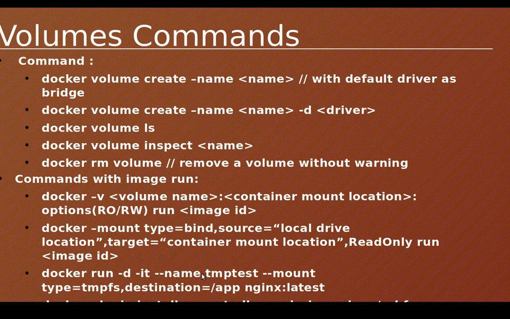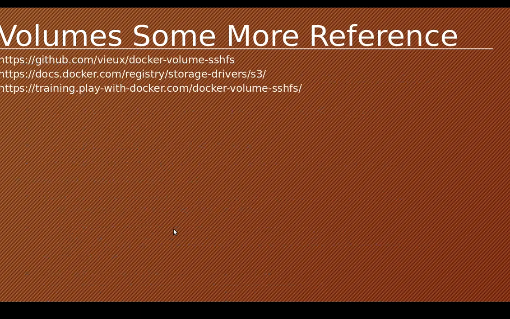For the last option, which is tmpfs, the temp file system, you can run it like this: --mount type=tmpfs and destination, because this does not have a permanent storage location. This is in memory, so you can give only the destination, and no source is involved. So this way you can play with volumes.